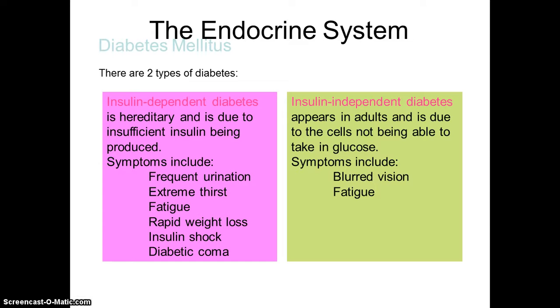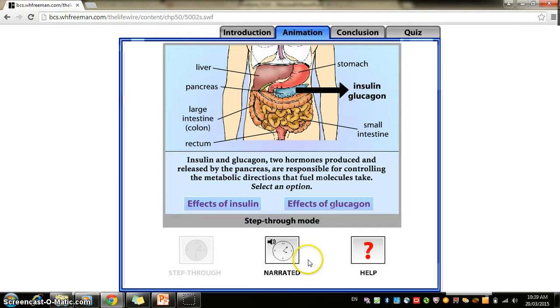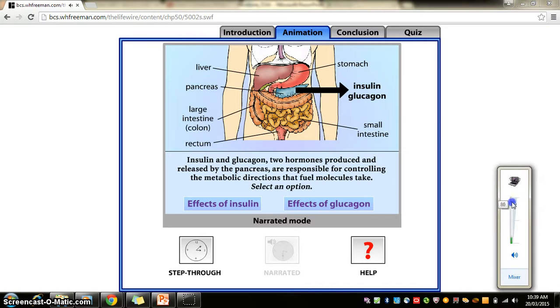And now we will look into a short animation to summarize the effect of both insulin and glucagon. Insulin and glucagon, two hormones produced and released by the pancreas, are responsible for controlling the metabolic directions that fuel molecules take.